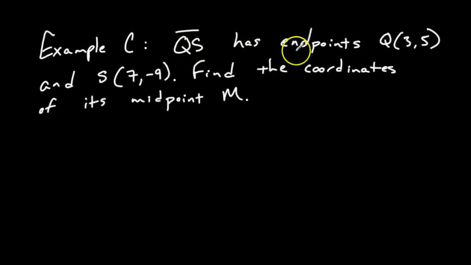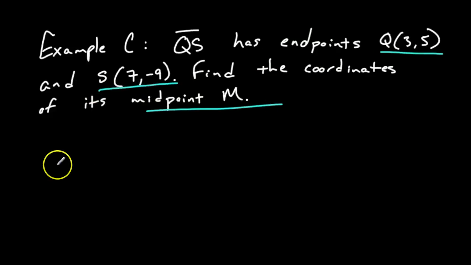Now let's do an example here. QS has endpoints of 3, 5 and 7, negative 9. Find the coordinates of the midpoint. Alright, we said midpoint was, let's go ahead and draw this out here. It looks to be about Q. S is over 7 down 9, somewhere down there. We can kind of take a guess then that our midpoint has to be somewhere in this region. We just don't know where it's going to be.